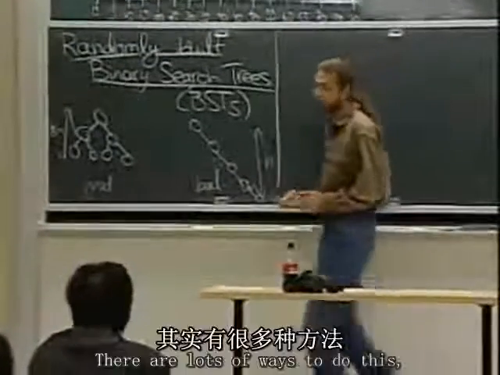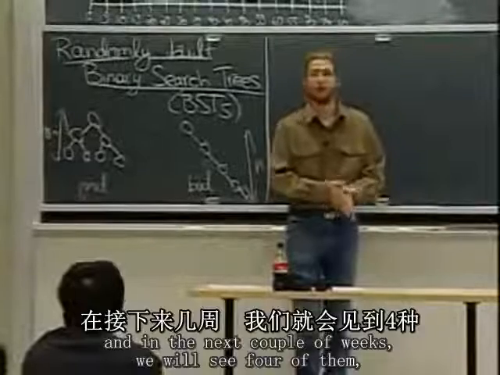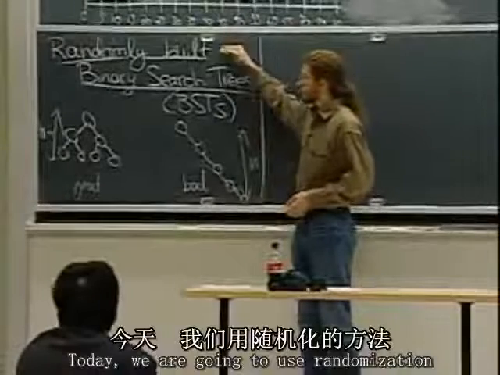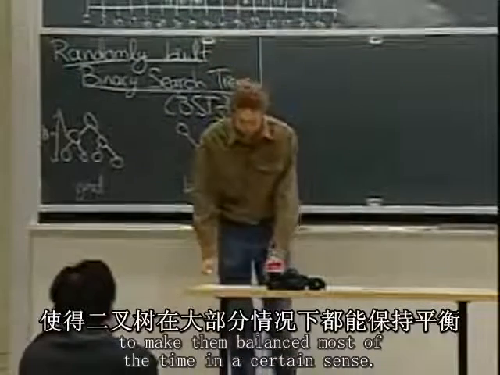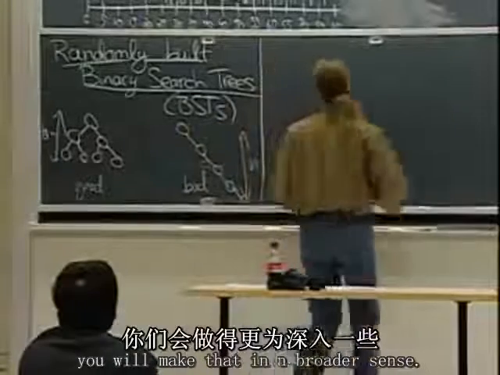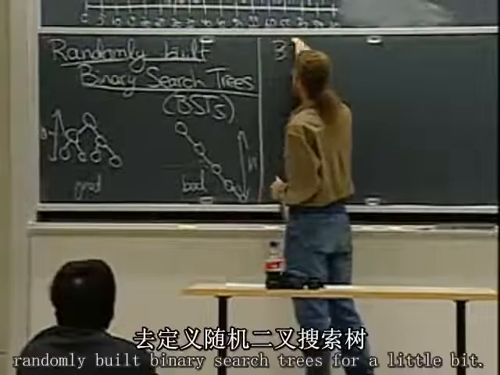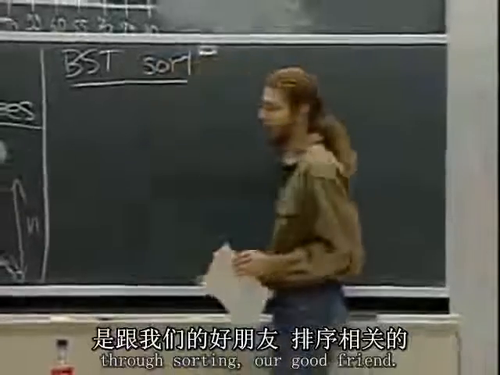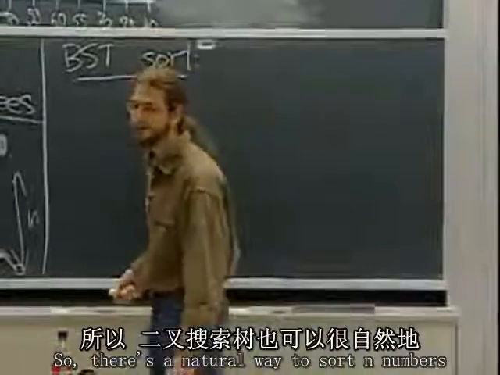And there are lots of ways to do this, and in the next couple of weeks we'll see 4 of them if you count the problem set, I believe. Today we're going to use randomization to make them balanced most of the time in a certain sense. And then in your problem set you'll make that in a broader sense. But one way to motivate this topic, so I'm not going to define randomly built binary search trees for a little bit. One way to motivate the topic is through sorting, our good friend. So there's a natural way to sort n numbers using binary search trees.